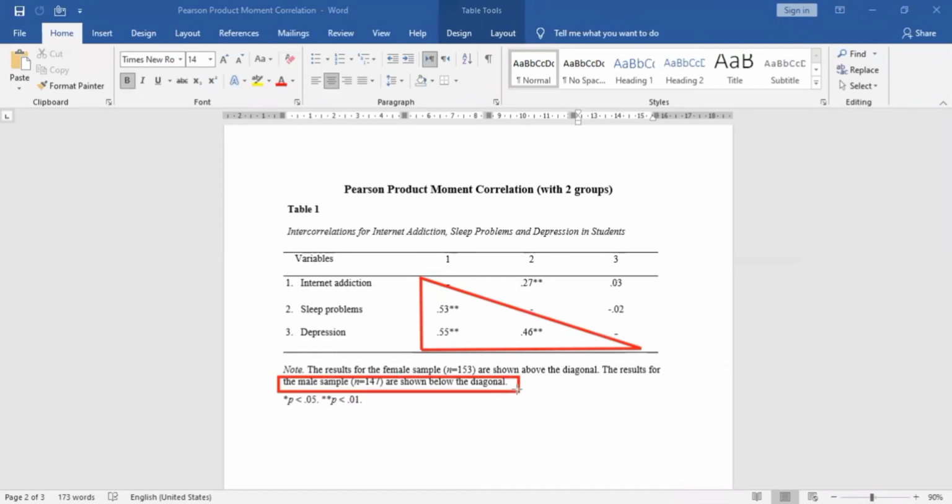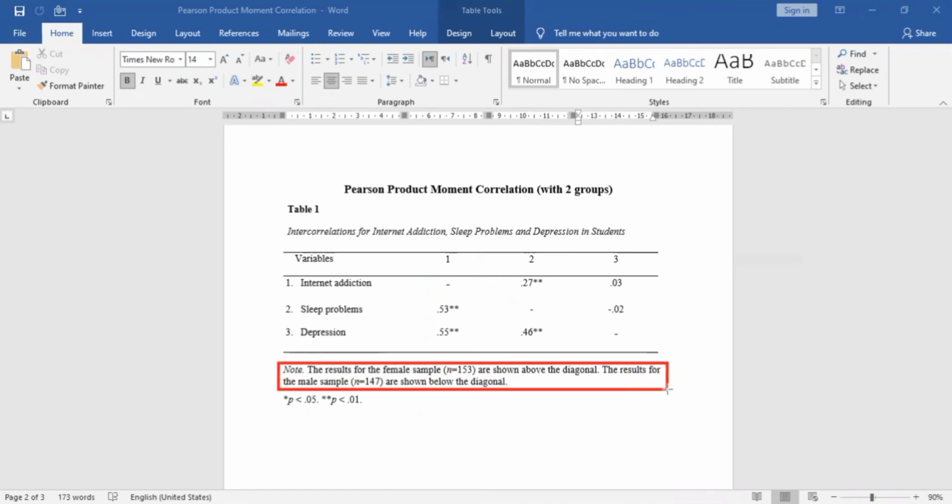So you can show correlations of two samples in one table. So you will write a note here that the results for the female sample, this number, are shown above the diagonal, and the results for the male sample are shown below the diagonal. Then you will give the p values. One asterisk means p is less than 0.05 and double asterisk means p is less than 0.01.